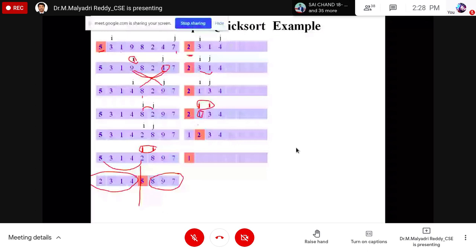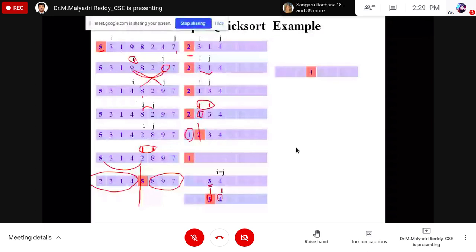So only one subarray is there, that is one element itself is sorted. And next take this pivot compared with 4 like this. I value, J value, similarly we will get 3 is sorted. Again 4 is a single element, itself it is sorted. So almost this subarray is sorted.